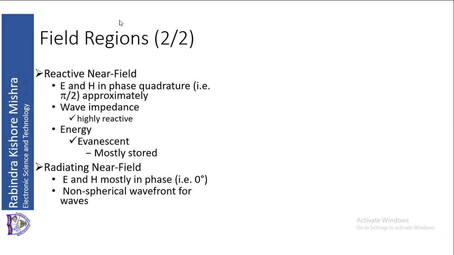The wavefront is a non-spherical wavefront. For the waves, you don't get a spherical wavefront, so the pattern varies with distance. As you keep on changing the distance, the radiation pattern will vary. It will not remain constant with distance away from the radiating source. Pattern is the distribution of the electric field, the locus of distribution of the electric field in this zone.